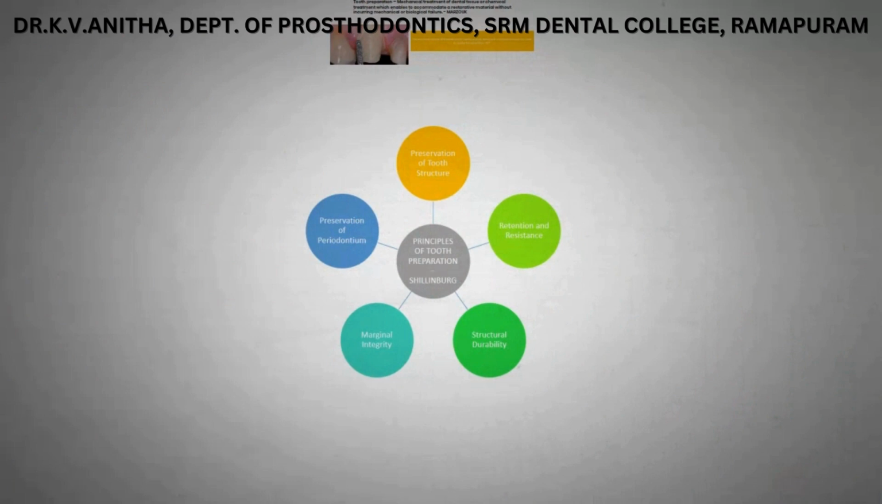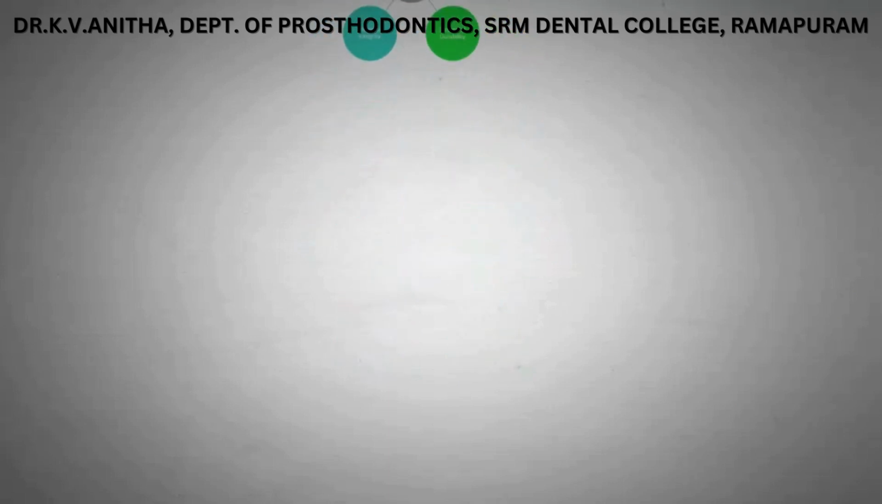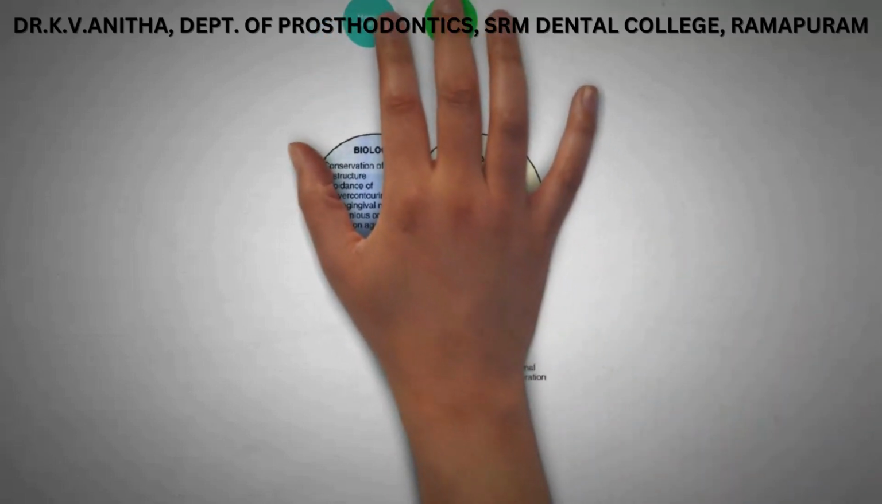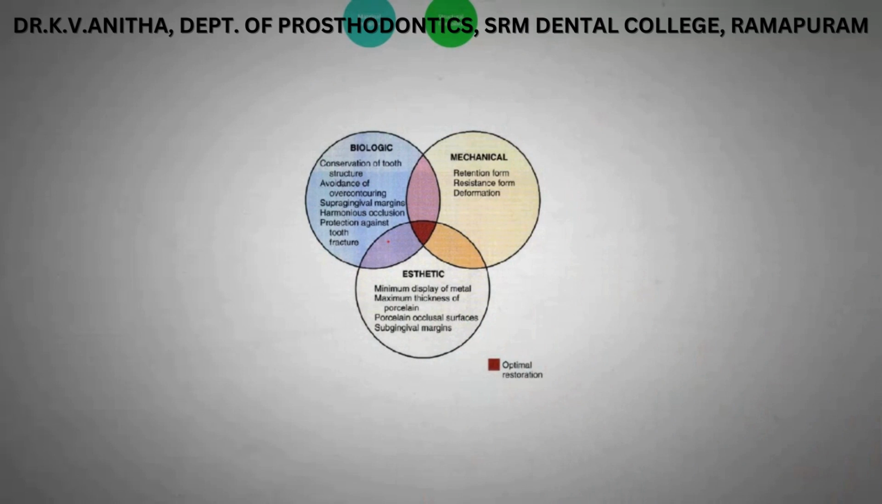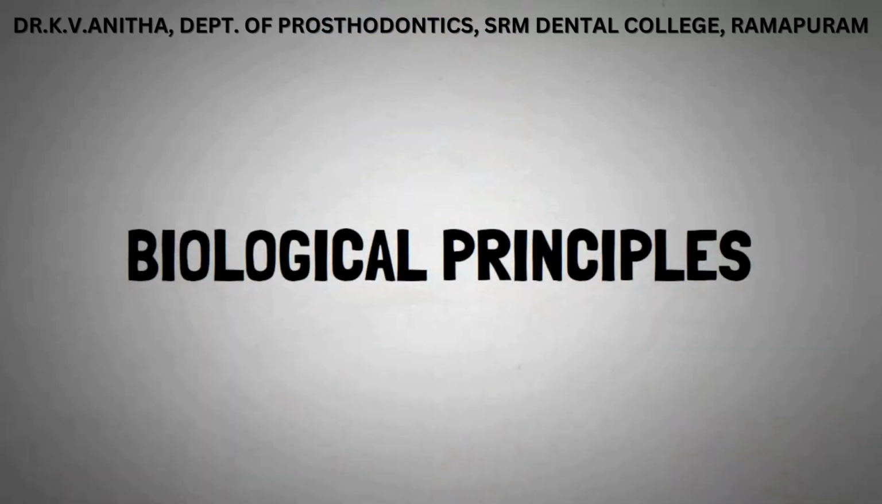The 5 principles of tooth preparation include preservation of tooth structure, retention and resistance, structural durability, marginal integrity and preservation of periodontium. According to Rosenstiel, an optimal restoration will be obtained with a combination of biological, mechanical and aesthetic principles.